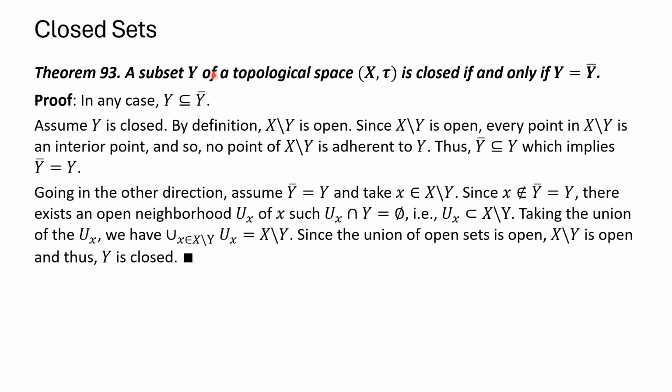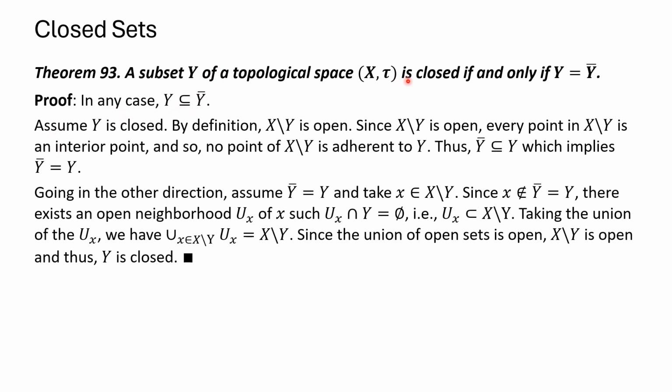We have a theorem here that's exactly the same as what we had for metric spaces, but now we're proving it in a more general setting of topological spaces. The subset Y of a topological space X is closed if and only if Y equals its closure. As we noted in the previous slide, Y is always a subset of its closure, independent of whether or not Y is closed. So we'll use this in our proof here.